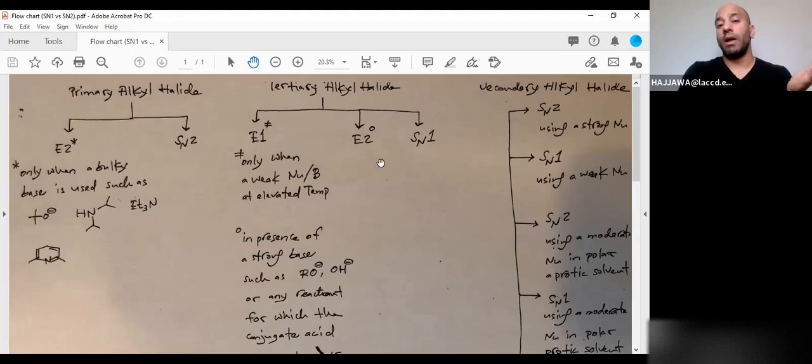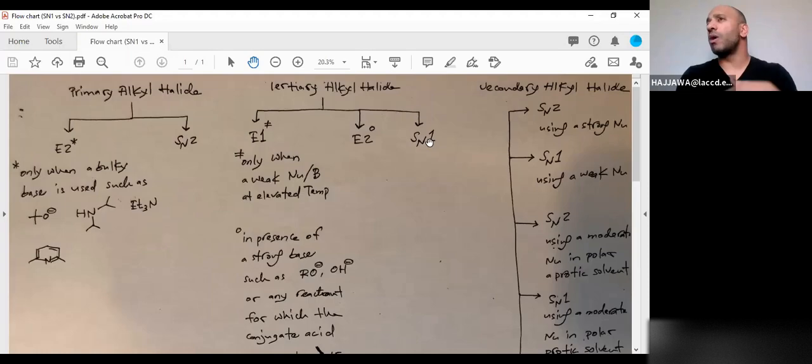Other than that, it will be an E2 pathway. And the E2 pathway, in order for it to happen, instead of the SN1, I will have to use a strong base. So if I have an OH minus or an RO minus, even if it's a methoxide, I will right away do an elimination type 2 to give you an alkene. That's the case of the tertiary alkyl halide. And this is very important to keep in mind. Other than that, it will be an SN1.